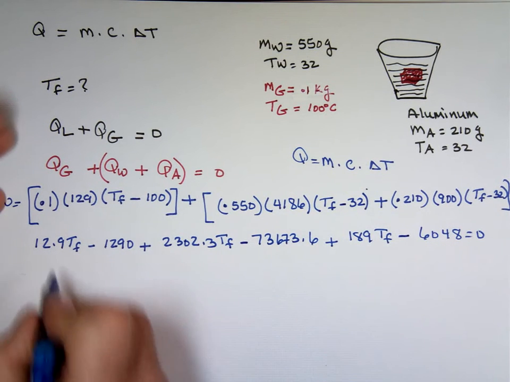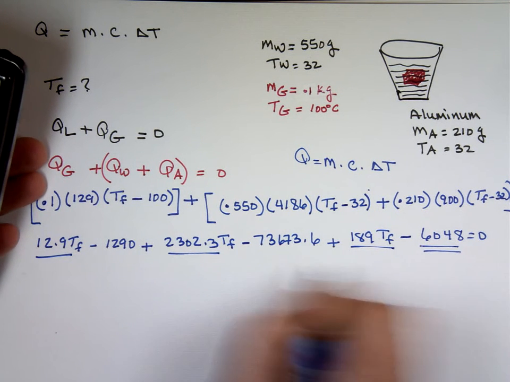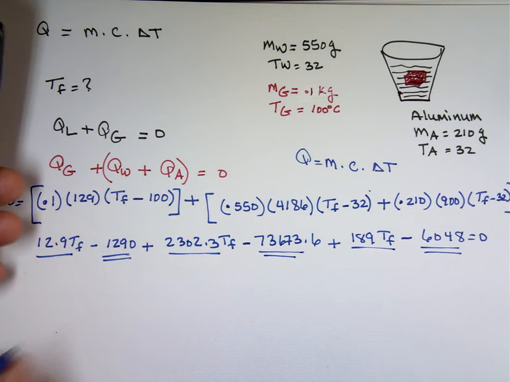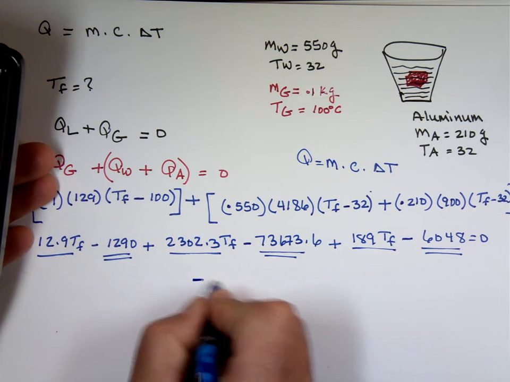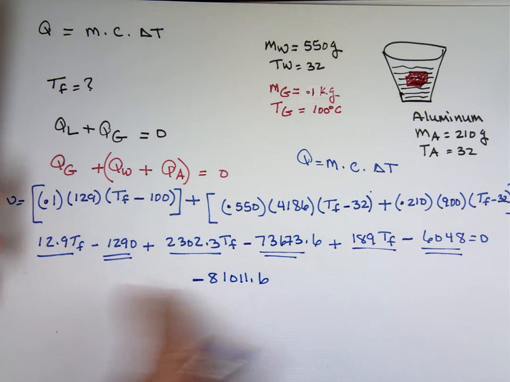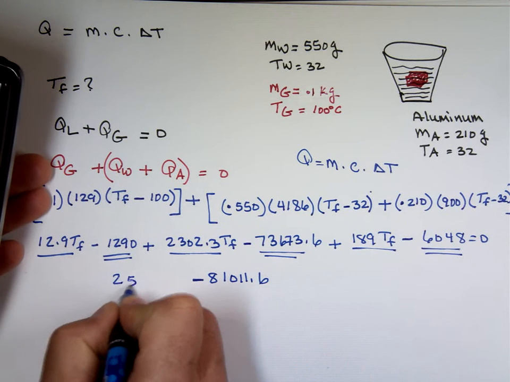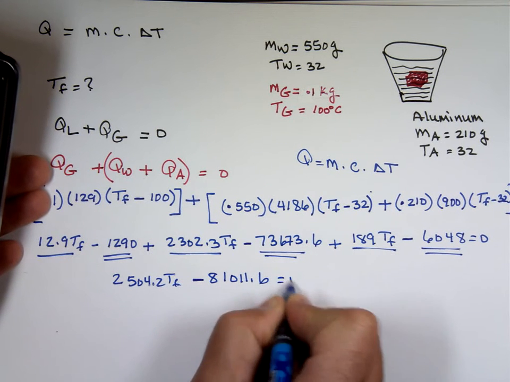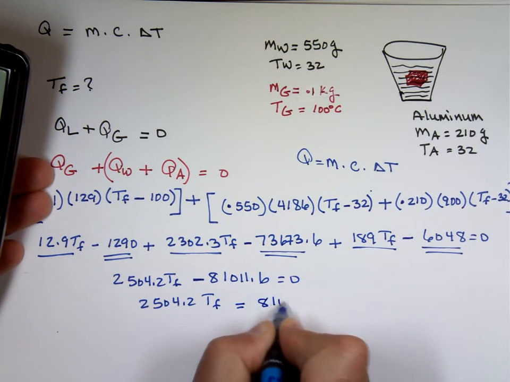I can take all the ones with TF, put them together, get one number out of them. And I can take these numbers, put them together, and get one number out of them. $81011.6 with the minus sign, and the other one 12.9 plus 2302.3 plus the 189, 2504.2 TF equals 81011.6. What's the final temperature is going to be?